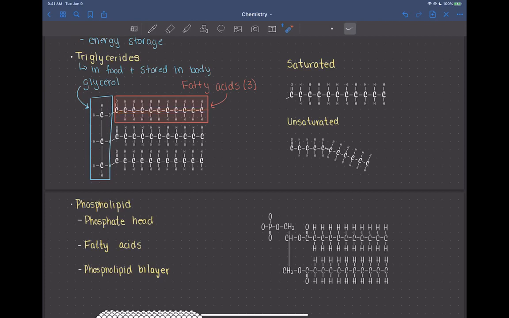And you also probably have heard in reference to fats that there are saturated fats and unsaturated fats. So let's talk about the difference between those here. With saturated fats, what's going on is that every carbon has two hydrogens attached to it. On that fatty acid, each carbon has two hydrogens attached to it. So this is a fully saturated fat.